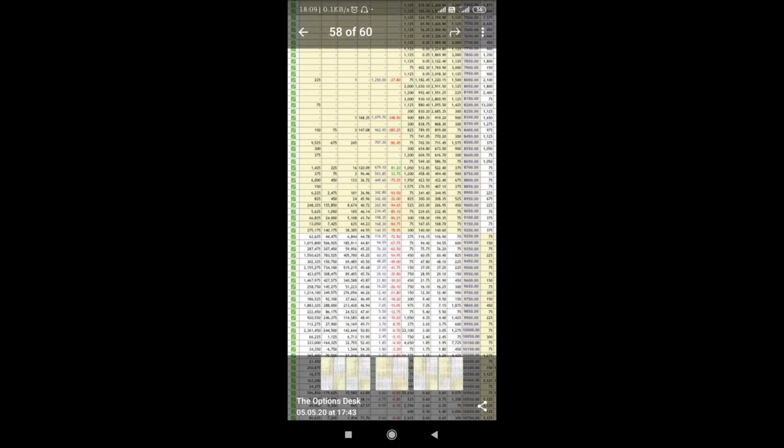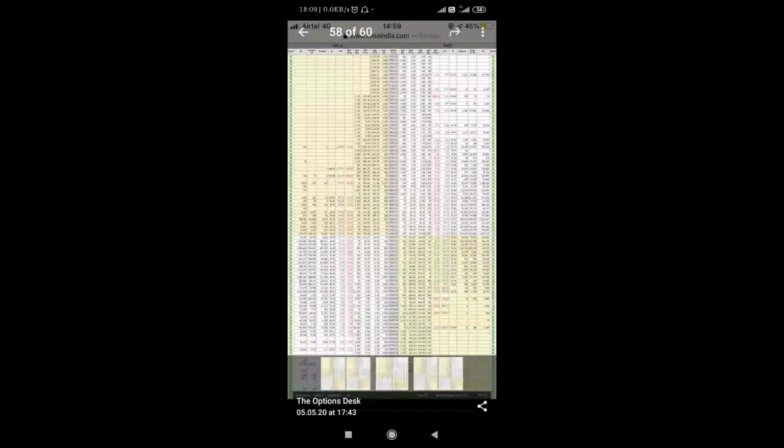That means the call writers are covering their positions, which means the market is respectful to this level and it can go further up. So now let's see what happens in the near future. We see call covering, and this really suggests the market should go up, because when there is call covering, the call writers are cutting out their positions and they expect an up move in the market.